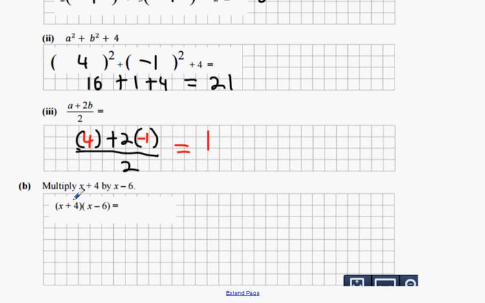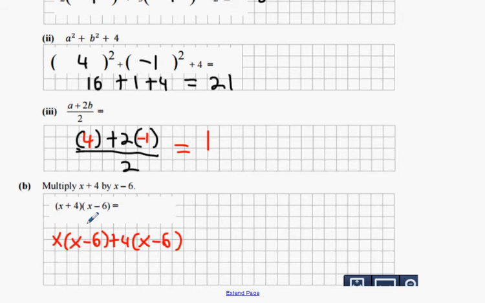Multiply x plus 4 by x minus 6. Anybody remember how to do this? Go on. What you get? Oh yeah, you can do it that way as well. 2 ways. So what Ben's going to do is he's going to split this bracket in half. And he's going to get, what you say, x bracket? Yeah. Plus 4. X minus 6.